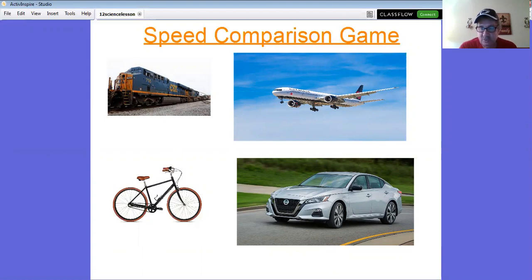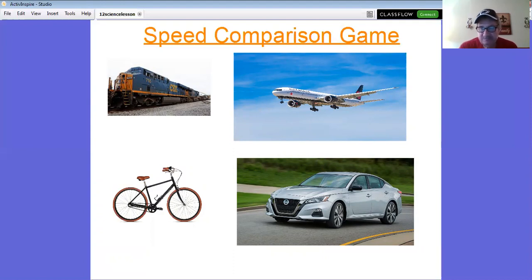Of course, the bicycle. Now, traveling up with greater speed, which object do you think comes next? It would be the train or the locomotive. After that, as we travel up in speed, would be the car. Yes, believe it or not, a car does travel faster than a locomotive. And then, of course, the fastest object on this screen would be the airplane.